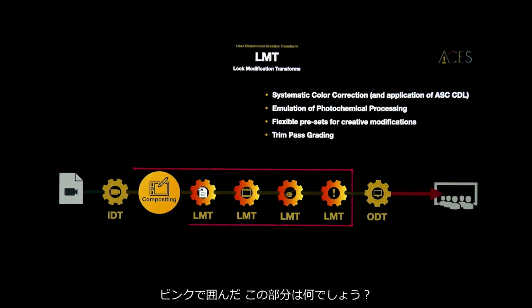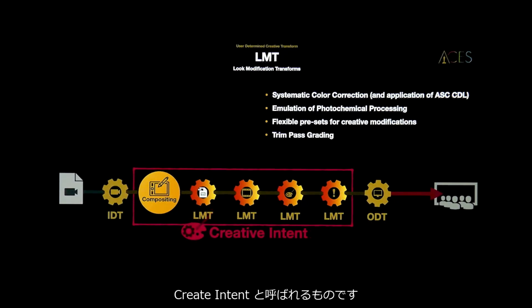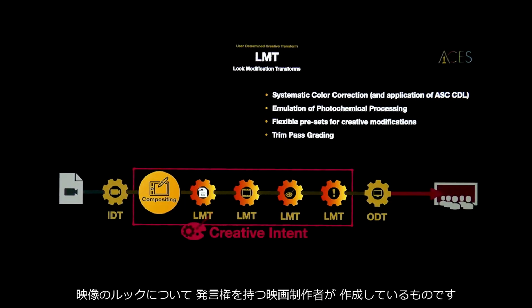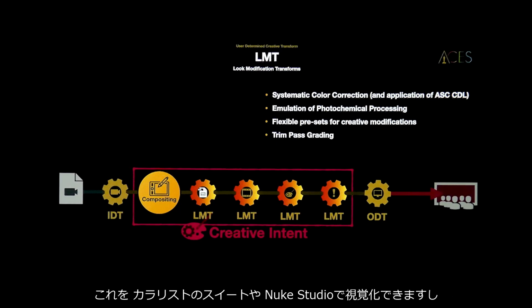So what is this part that is on the pink rectangle? This is what is called the creative intent. So everything that is in here is what the filmmakers, that can be the DP, the director, the colorist, whoever is having a say in the look of the image, is actually creating this. And you know what?